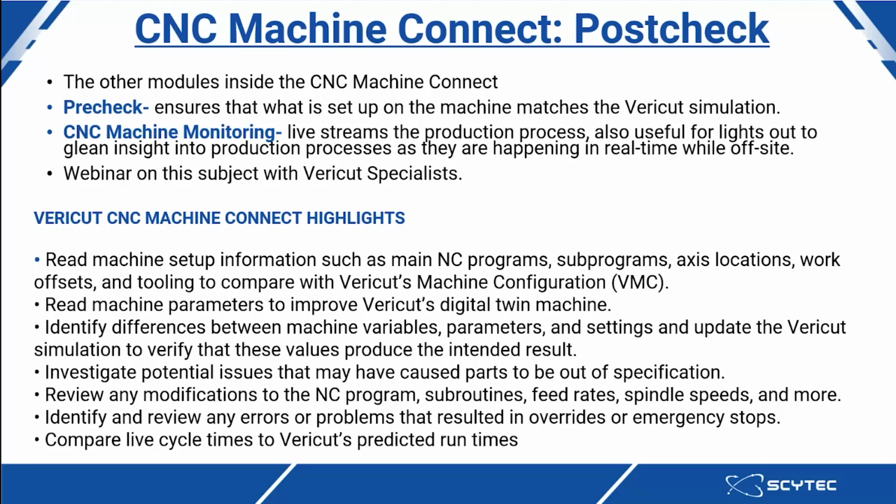You can read machine parameters to improve Vericut's digital twin machine, identify differences between machine variables, parameters, and settings, and update the Vericut simulation to verify that these values produce the intended result. You can also investigate potential issues that may have caused parts to be out of specification, as well as review any modifications to the NC program, subroutines, feed rates, spindle speeds, and more.